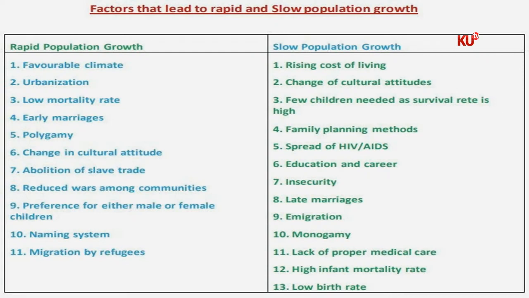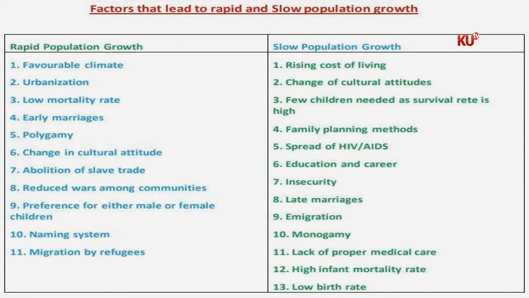Then monogamy. Monogamy can still lead to slow population growth. It is marrying of one wife. Marrying of one wife is what we call monogamy. And the other side, we said, is called polygamy. If you compare the two, when you have one wife, it means maybe you are going to have a few children. But if we have polygamy, we are going to marry as many wives as possible, then we are going to have as many children as possible, leading to rapid population growth.